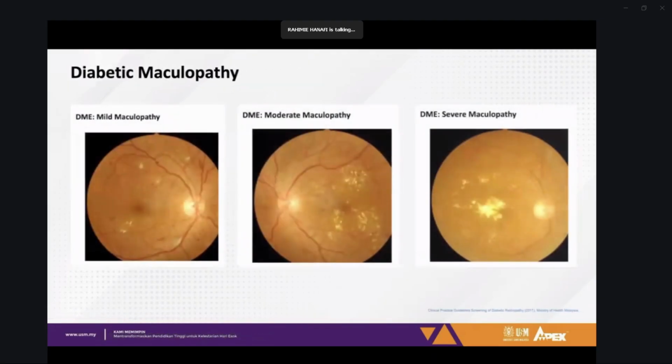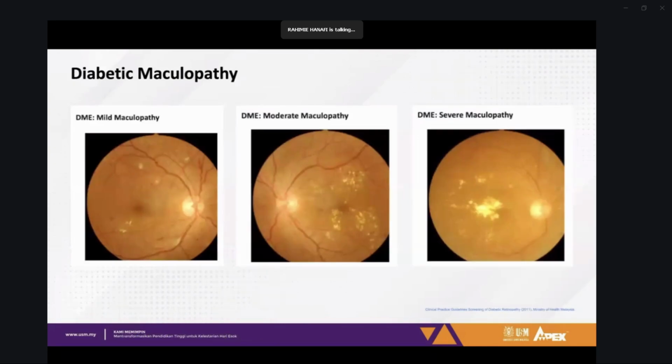Okay, we have staging as well: absent, mild, moderate, and severe. If absent, it means there is no retinal thickening or hard exudate at the posterior pole. This is what we call the posterior pole. Okay, and then mild, there is presence of retinal thickening or hard exudates in the macula, but at a distance from the fovea over here, right? Okay, and at moderate, it is approaching the fovea, and for the severe one, yes, it is involving the fovea.